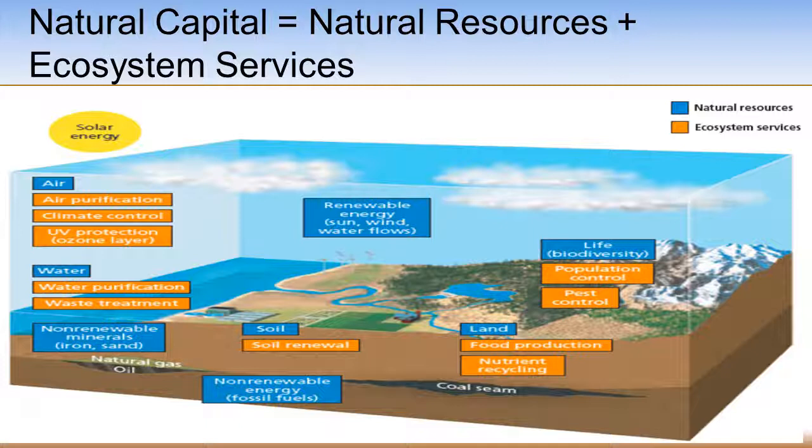Population control. This is in relation to interaction of species from a predator-prey scenario, not specific to humans. Pest control, food production, nutrient cycling, and soil renewal. So this figure, it's important for you to understand what's the difference between natural resources and ecosystem services, and the two of these combined constitute what we say is natural capital.